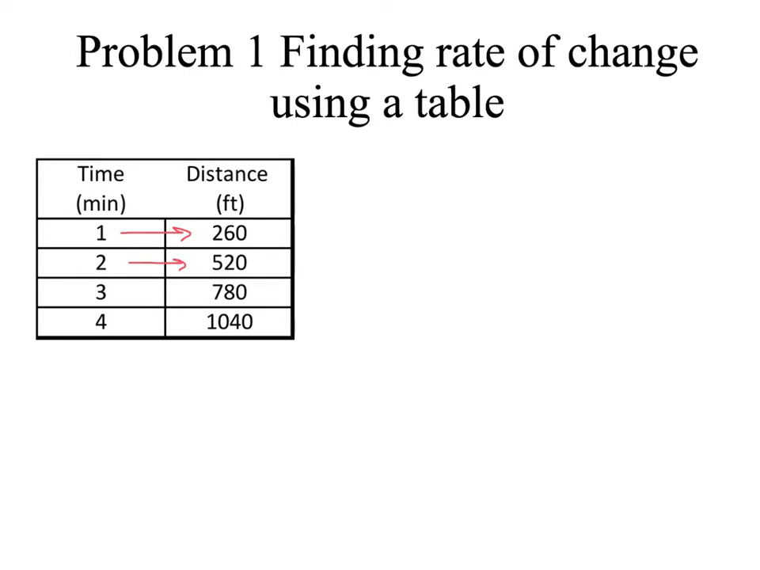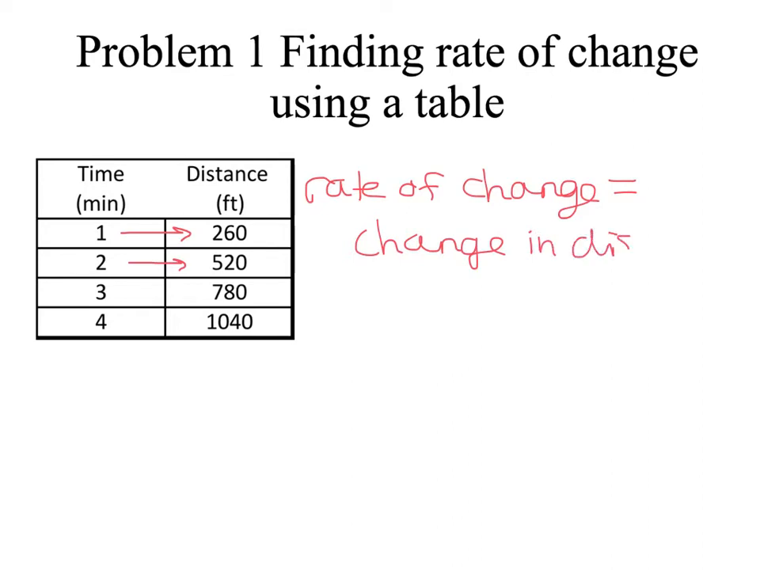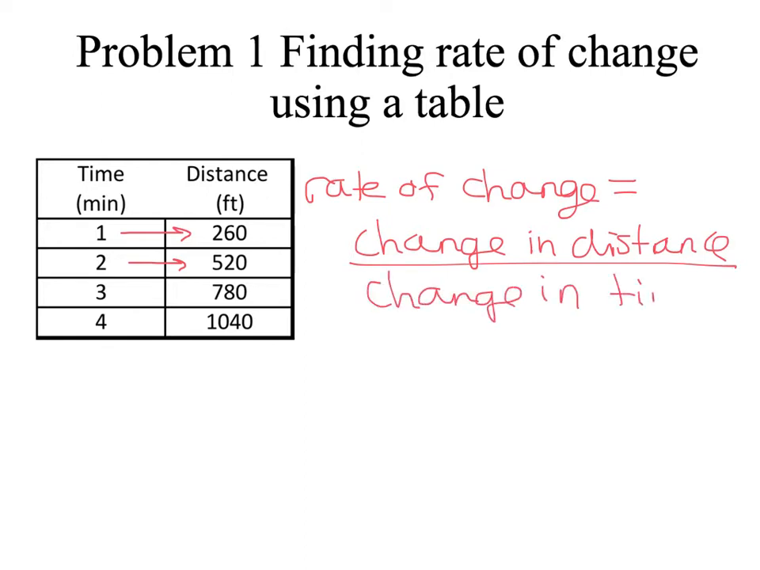So to figure out the rate of change in this situation, it equals the change in the dependent variable, which is distance. So change in distance divided by change in time. Okay, that's how you figure out the rate of change.